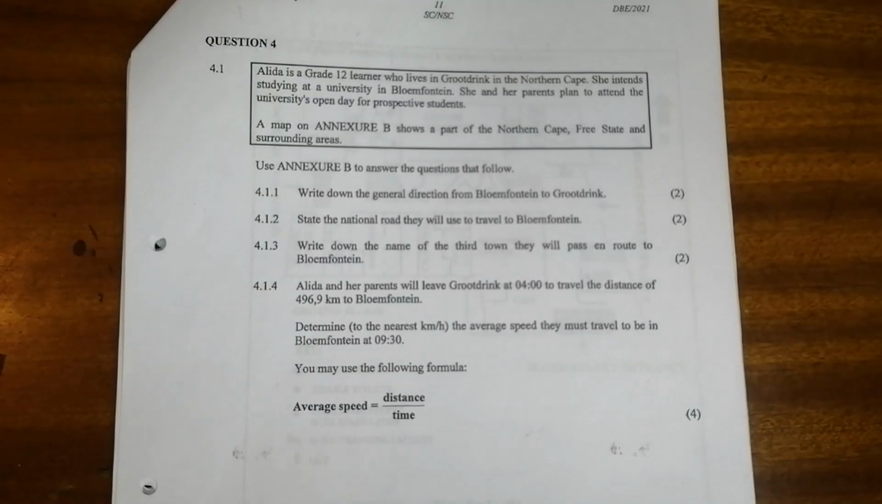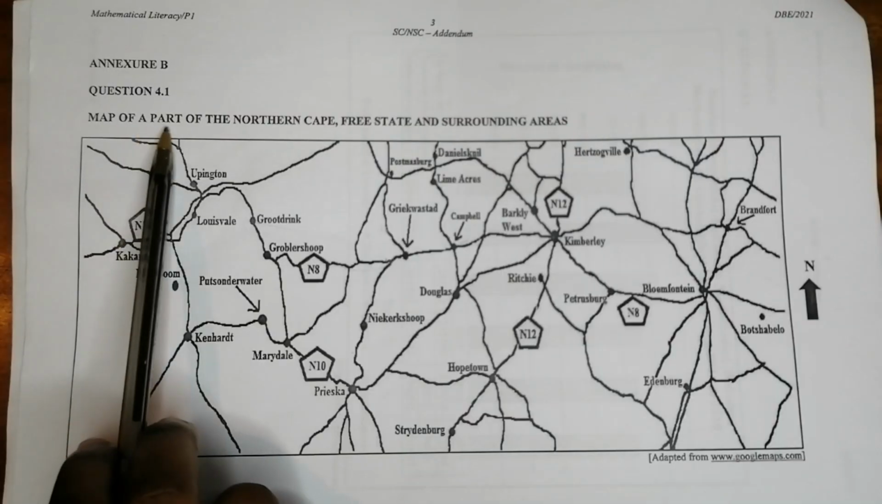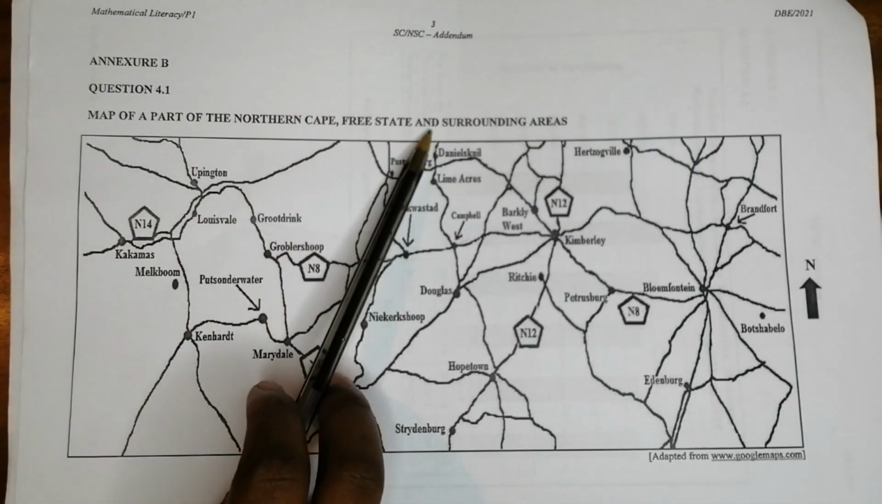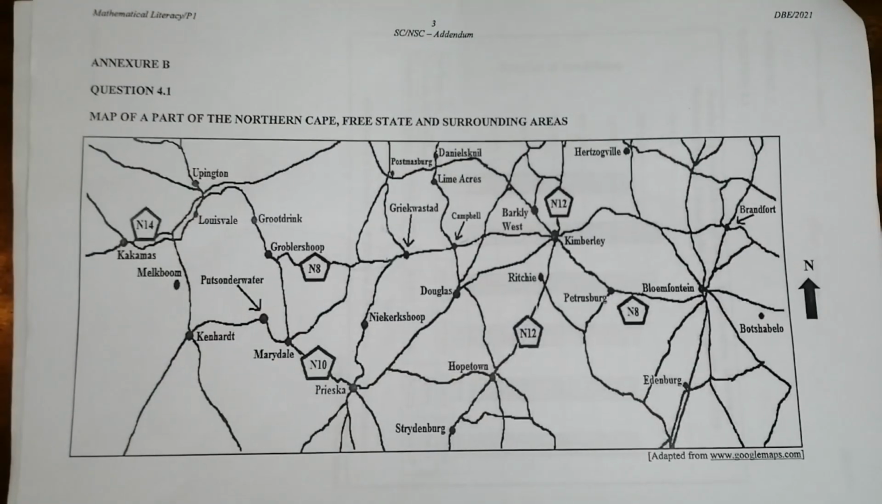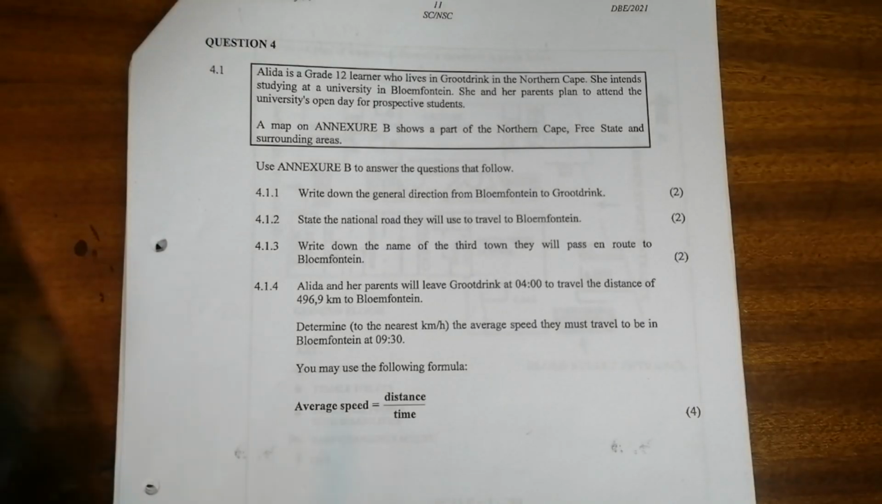So let us have a look at Annexure B. All right, so this is our Annexure B, and it is a map of a part of the Northern Cape, Free State, and the surrounding areas. I'm just going to give you guys 30 seconds to have a look at this map. Okay, so now let us just have a look at the question.